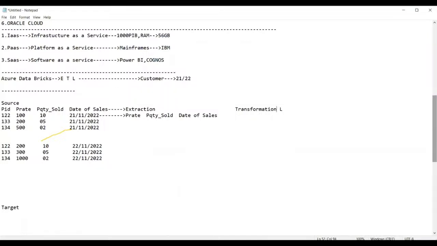Now in the transformation, you want to find out the net sales amount each day. So to find out the net sales amount, do we need to perform some arithmetic operations on the data or not? That means some mathematical calculations are required or not? Yes, sir.